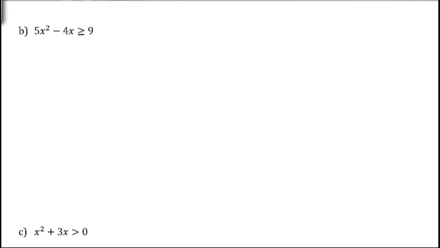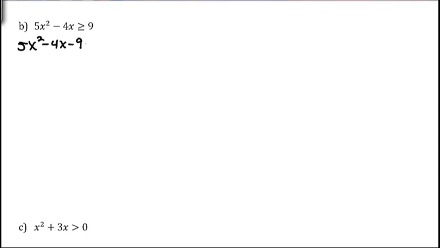Okay. Our next example here, 5x squared minus 4x is greater than or equal to 9. We always want to compare this to 0, so we want to know, is it above the x-axis or below the x-axis? So we need to make sure that we get this 9 on the other side first. So we'll have 5x squared minus 4x minus 9 equals 0.